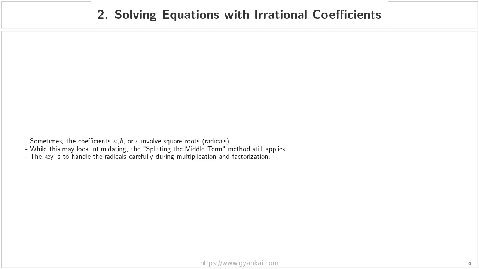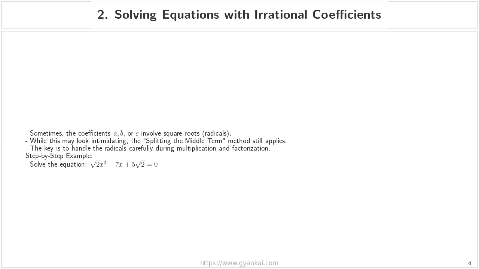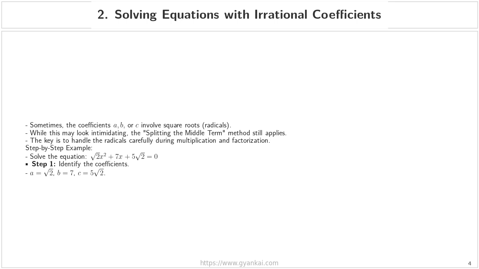The real secret is simply being very careful with how you multiply and factor these radicals. Let's walk through a concrete example together to see this in action. We want to solve the equation square root of 2 x squared plus 7x plus 5 times the square root of 2 equals 0. First, let's identify our coefficients.